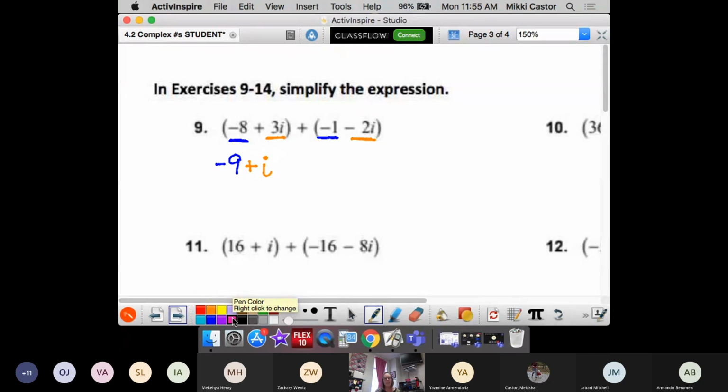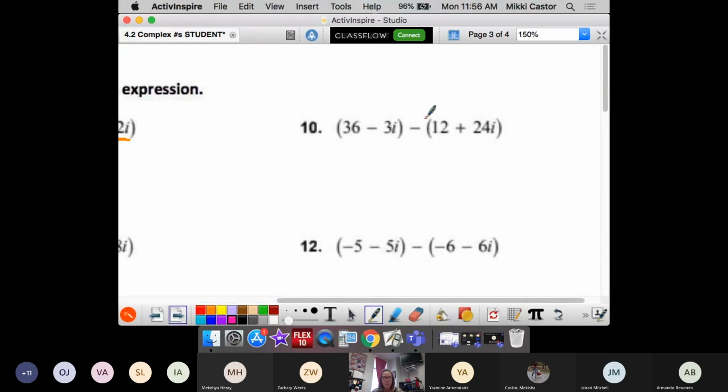Okay, does that concept make sense? All you're doing is combining like terms for each one of those. So down here, same thing, you find your like terms, add them together. Over here, we're going to subtract. So I would say when you're subtracting, you want to distribute the negative into both of the terms before you combine your like terms. So now we have 36 minus 3i.